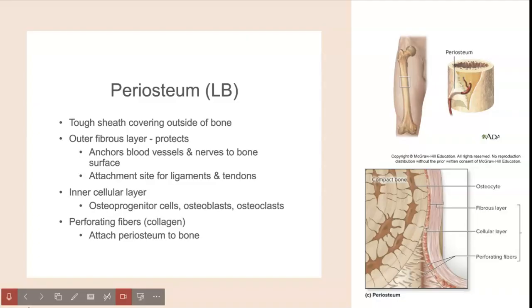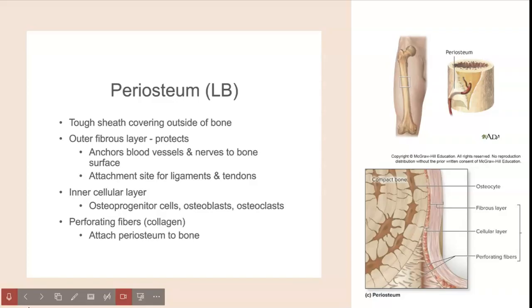The outer fibrous layer is made of dense, irregular connective tissue, and it protects the bone from surrounding structures. In addition to that, it also anchors the blood vessels and nerves on the surface of the bone and provides a place for ligaments and tendons to attach. The inner cellular layer of the periosteum includes osteoprogenitor cells, osteoblasts, and osteoclasts.